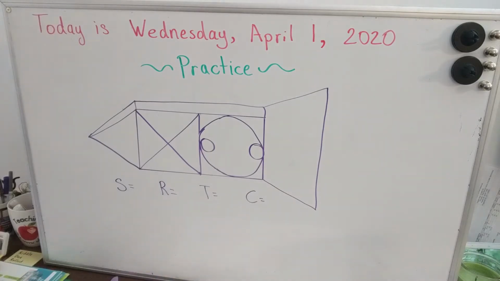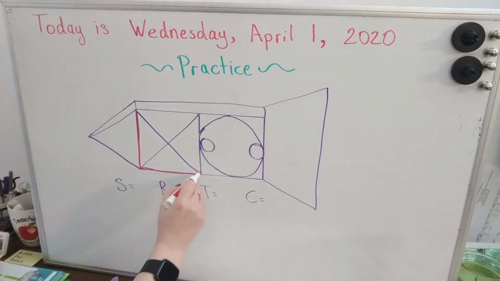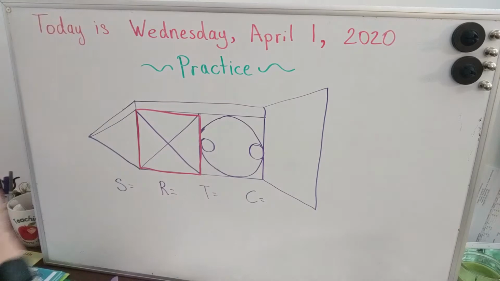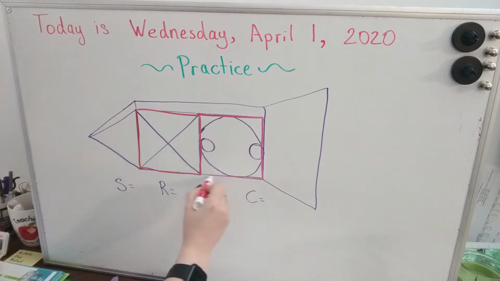So I'm going to start with my squares. How many squares can you see within this picture? I can see 1. There's my 1 square. And here is my second square. I can see 2 squares.